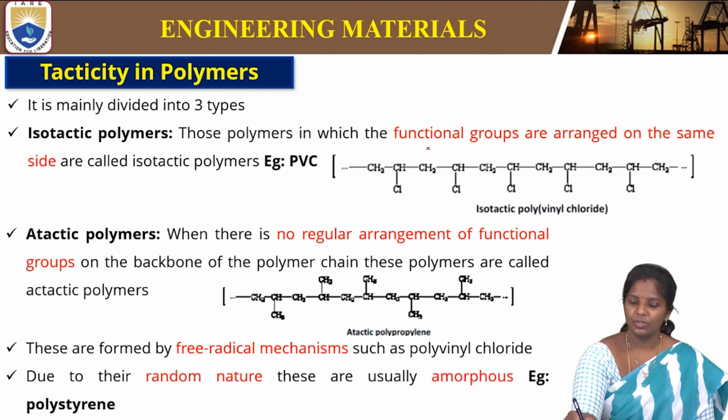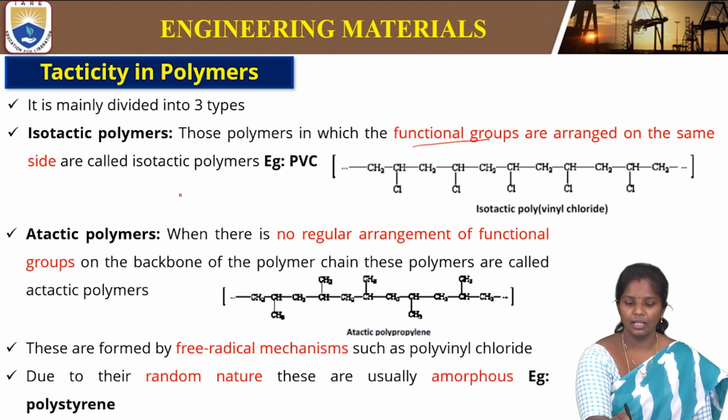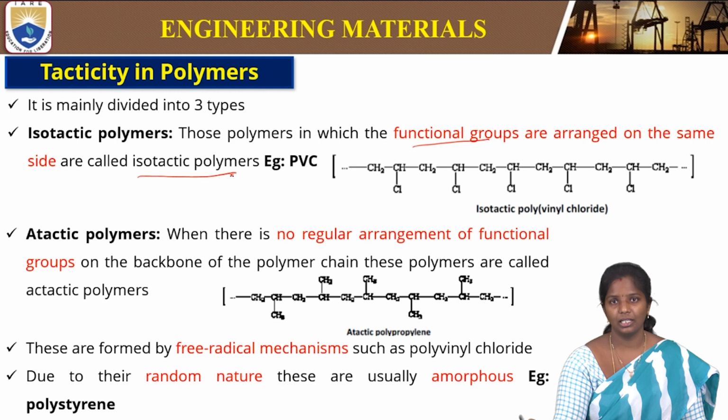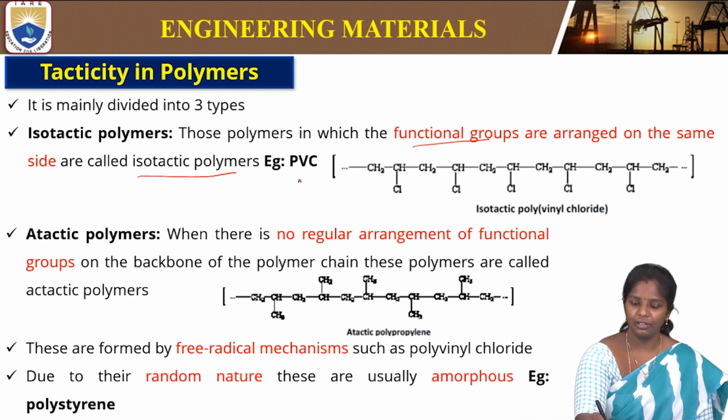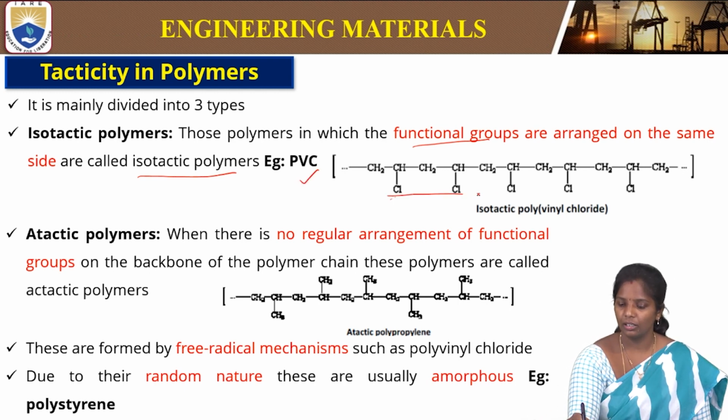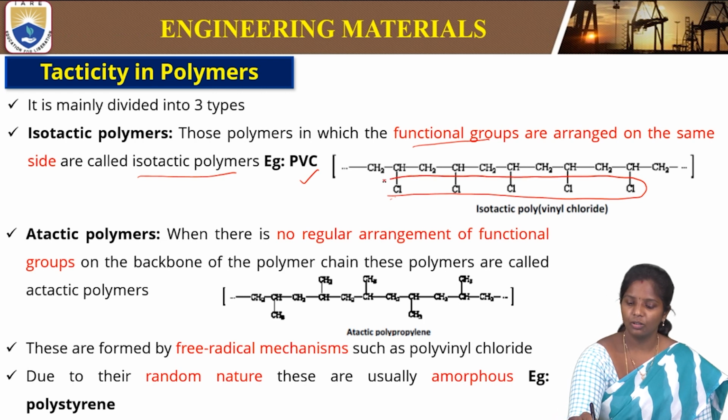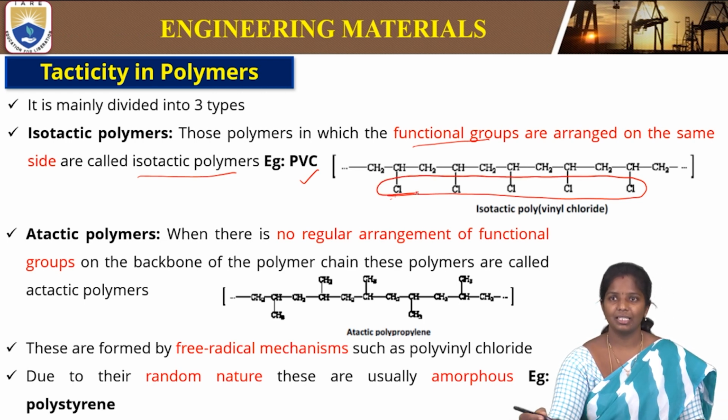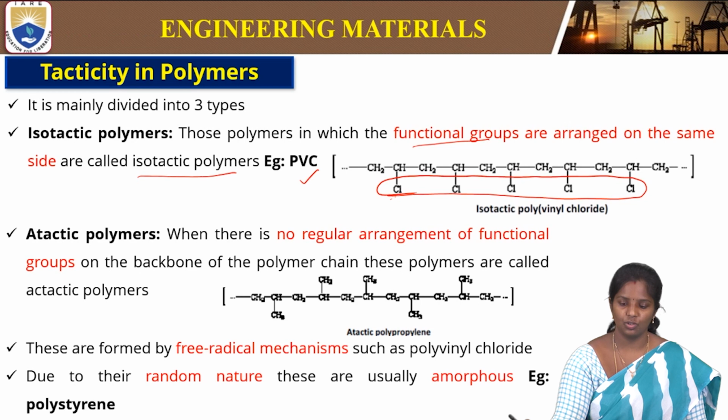The polymers which have the functional groups arranged on the same side are isotactic polymers. An example is polyvinyl chloride. If you see here, the chloride functional group is placed on a single side of that particular carbon chain. So this is an example of isotactic polymers.